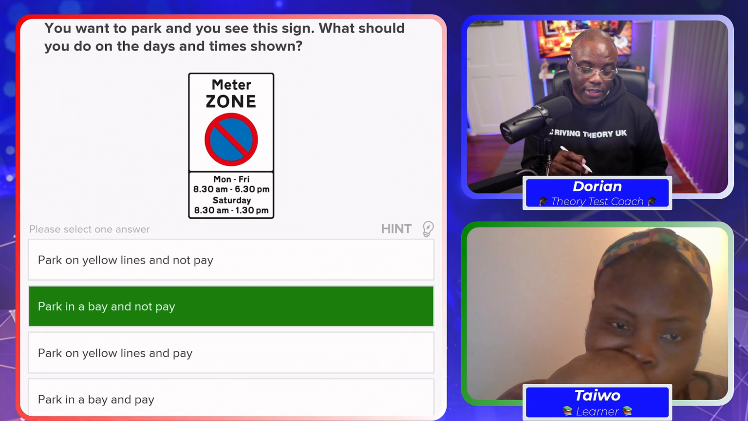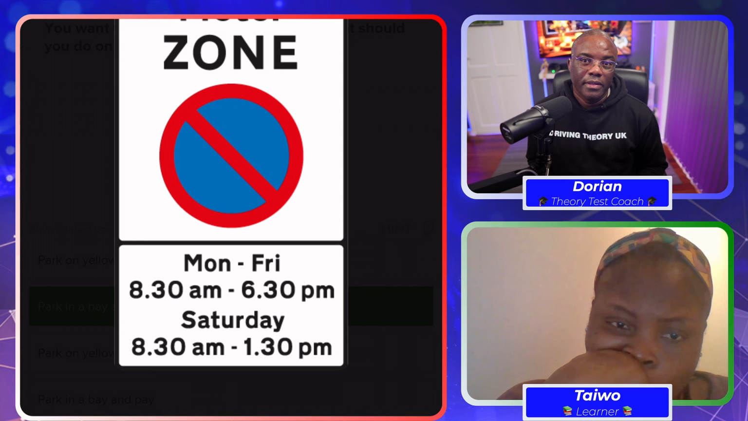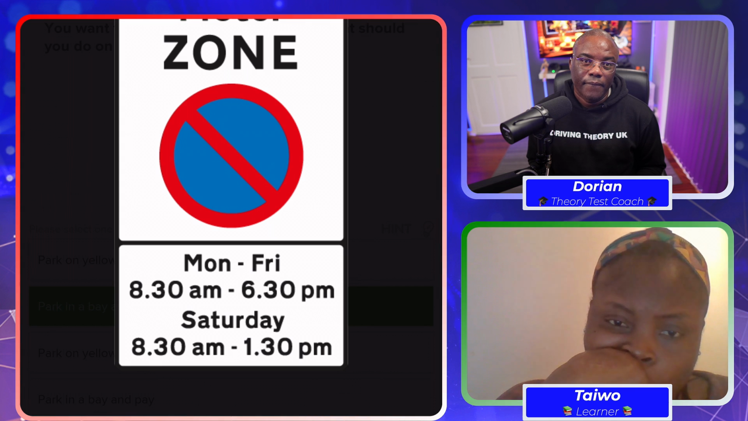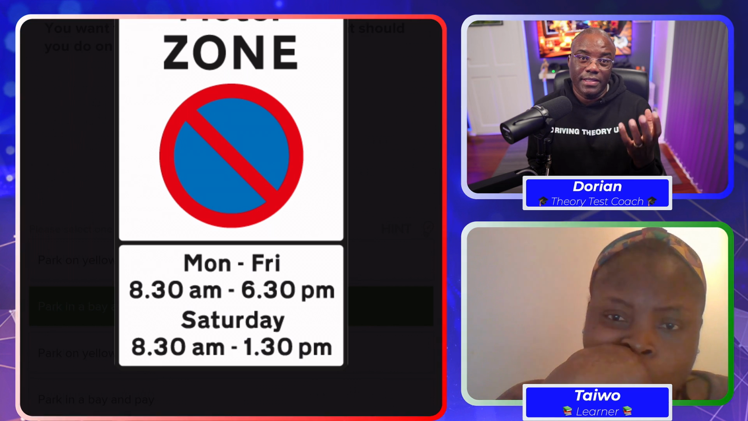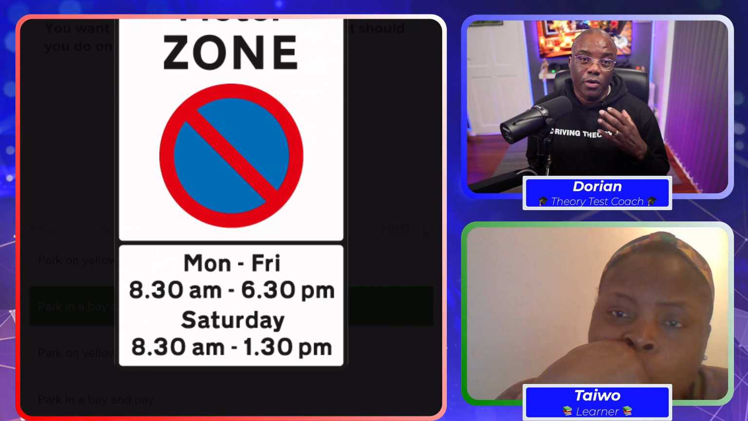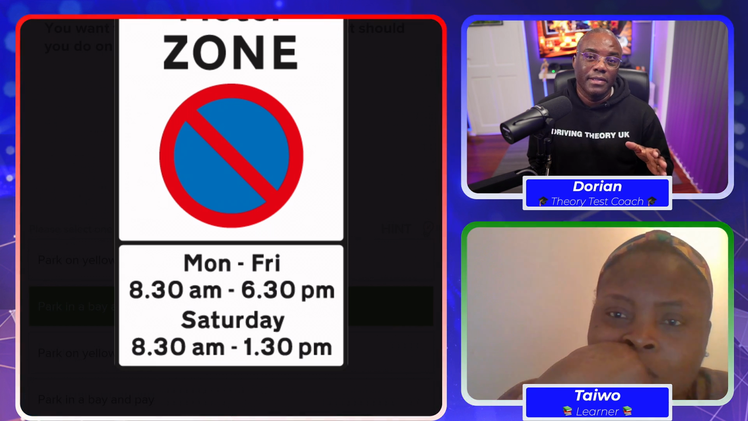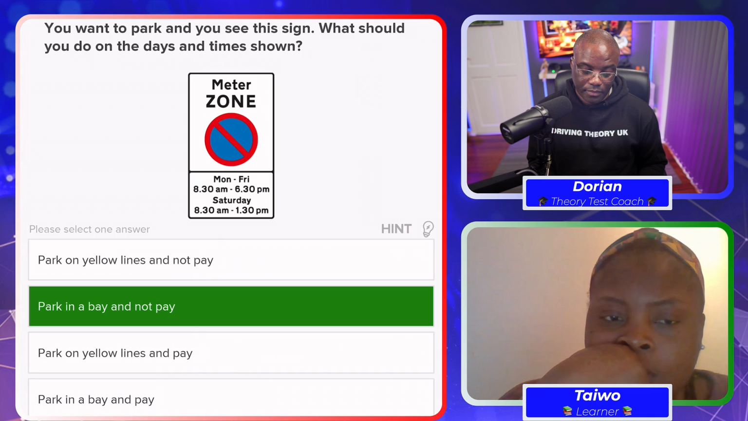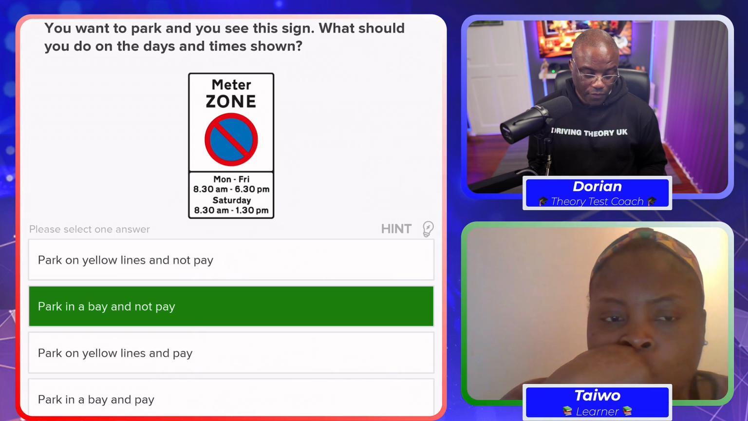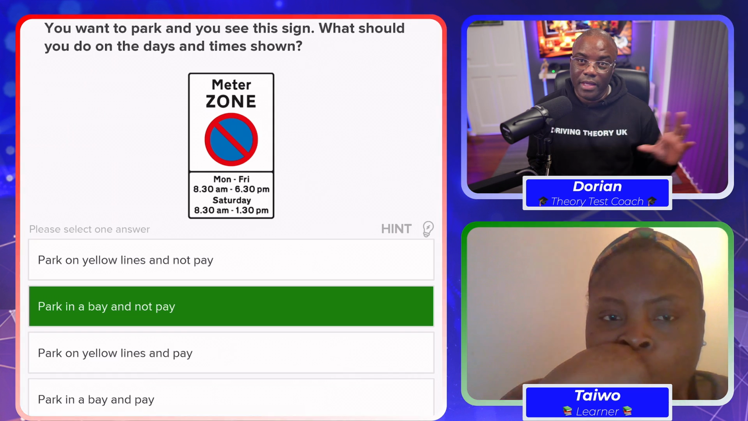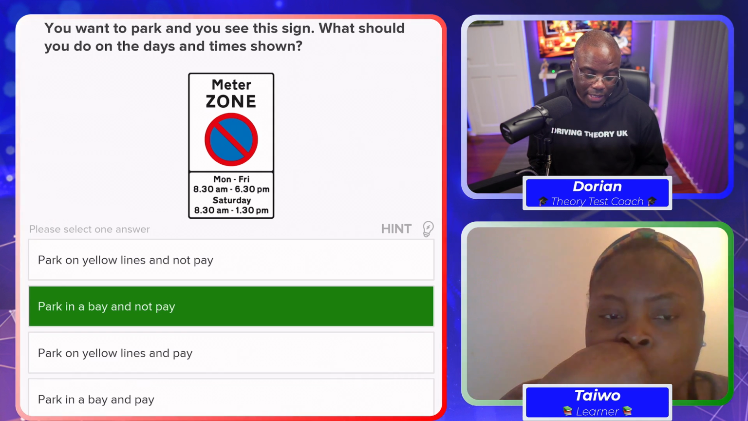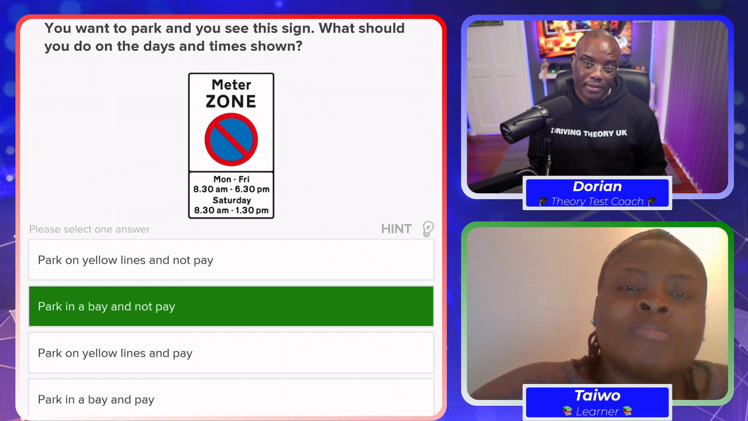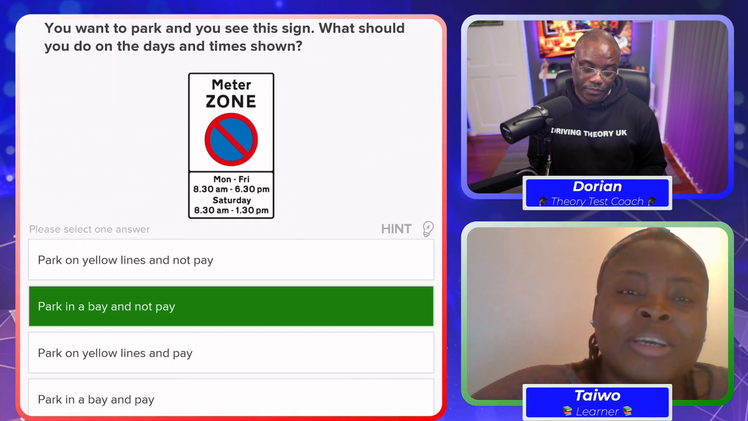If you look at the sign and the images, it's got nothing about yellow lines. And you're saying the right thing: you can't park on the yellow line. So that goes straight away. That's why I say look at the images. It's giving you dates and times. It doesn't say anything about yellow lines. So you're 100% correct, just get rid of it. Can we see the options again? You've got two there with yellow lines, so straight away you get rid of those two. You're now left with park in the bay and not pay, or park in the bay and pay. I'll just stick to the B. Then I'll learn from it.